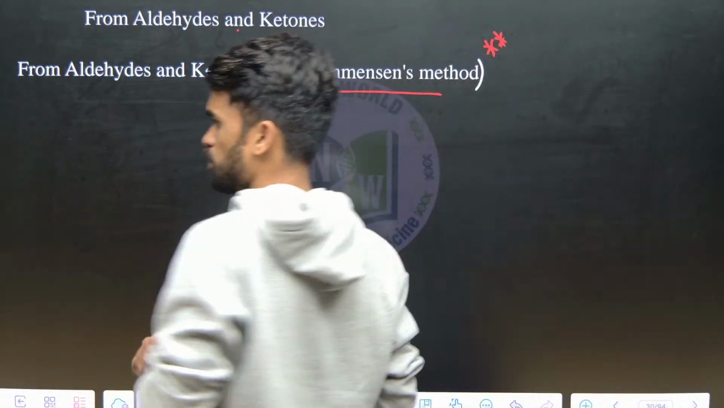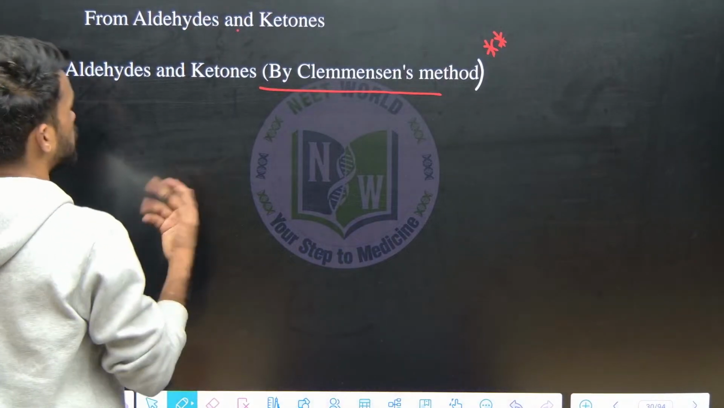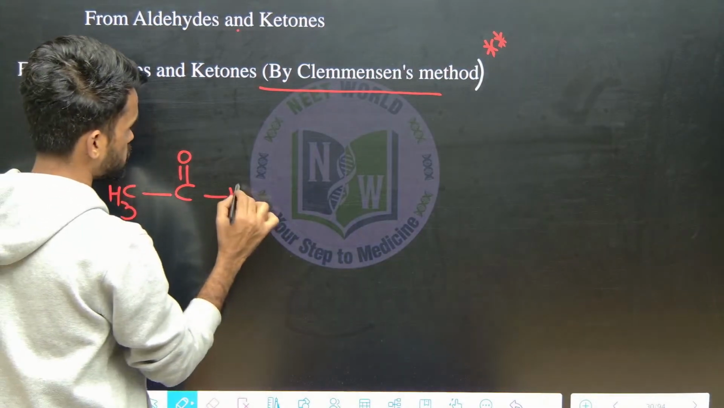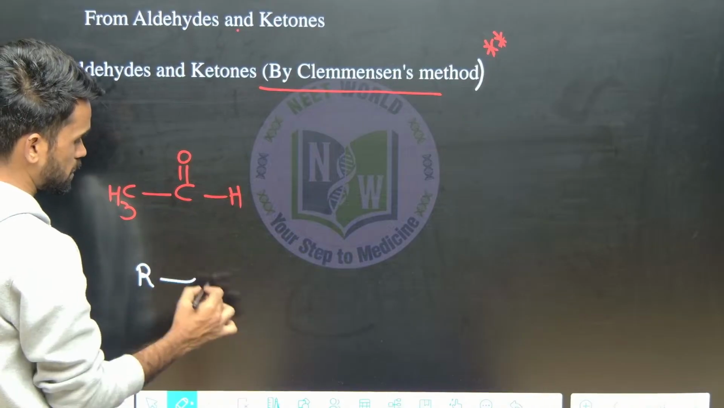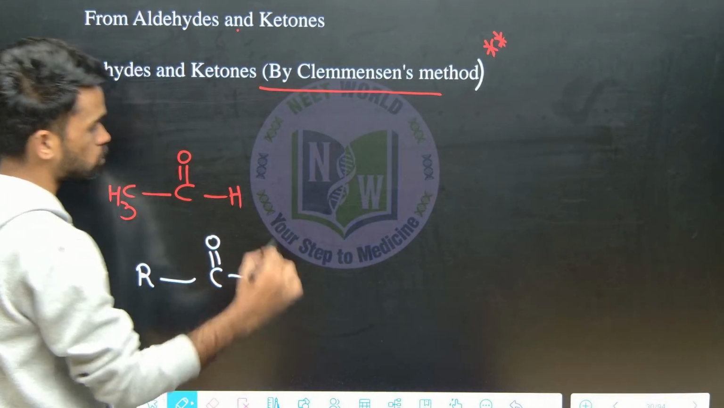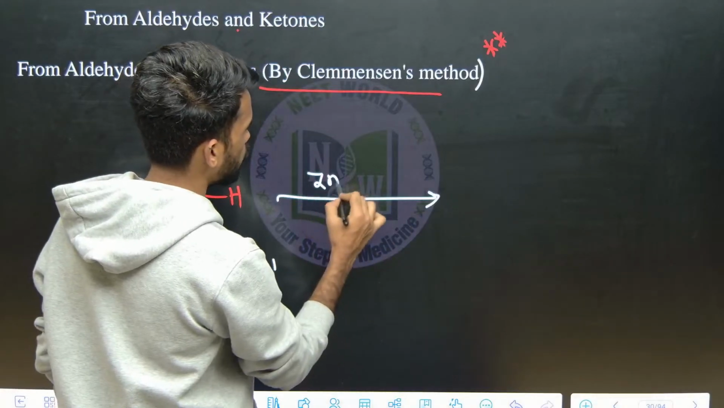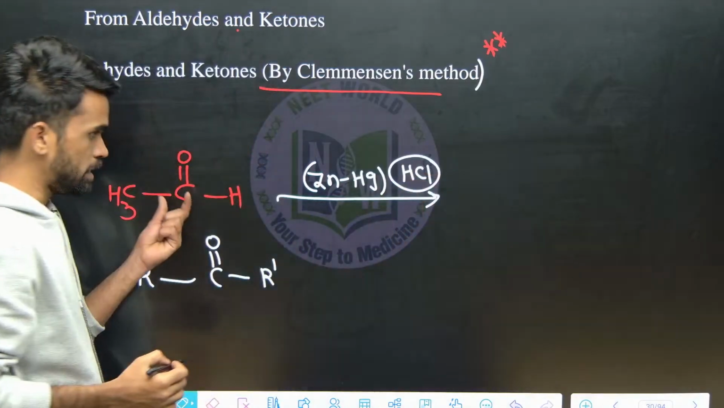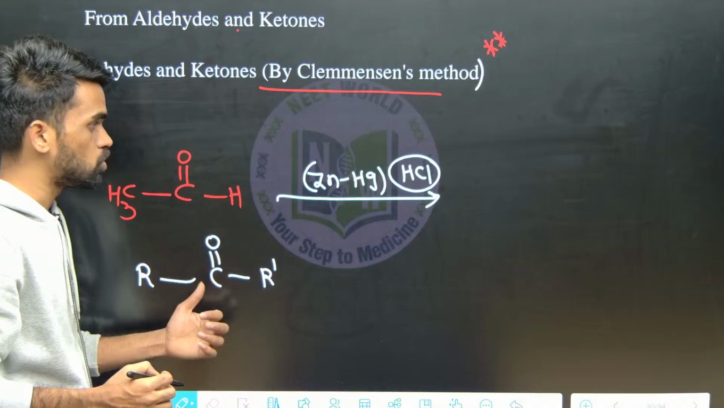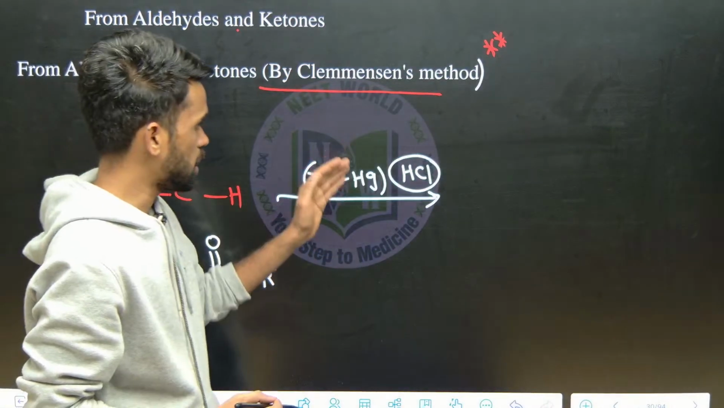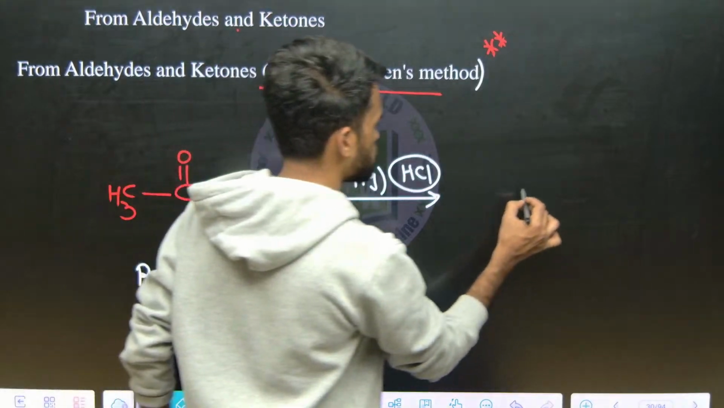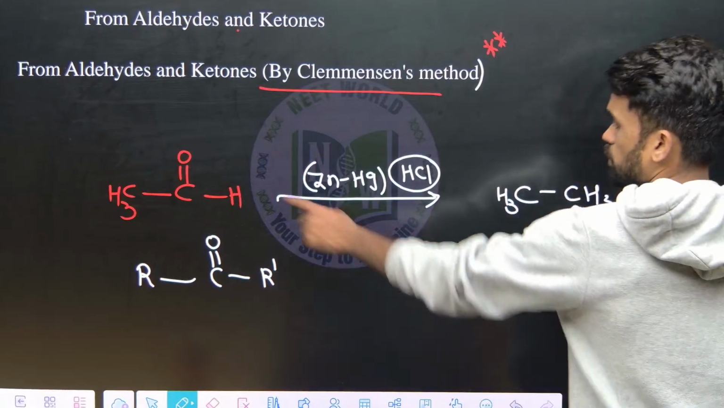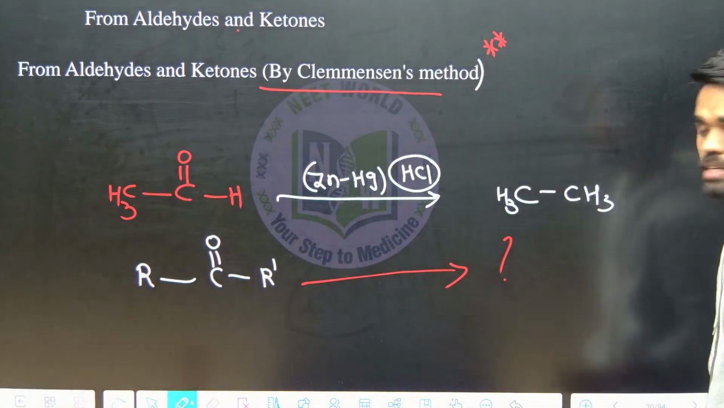Okay, for example, let me show you this first. What to do whenever you see an aldehyde or a ketone? This is an example of an aldehyde and this is an example of a ketone. Treat this with zinc amalgam in acidic medium. Only aldehydes or ketones upon treating with zinc amalgam in acidic medium convert into the respective alkanes. CH3 will be the product in the first case. Tell me what will be the product in the second case.